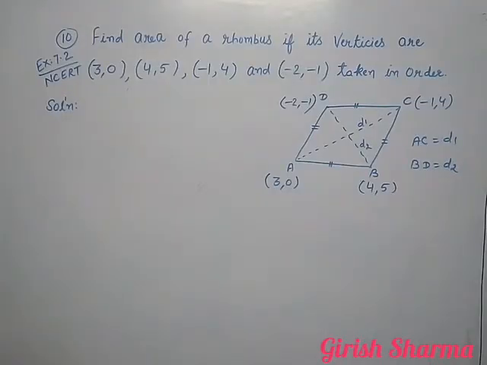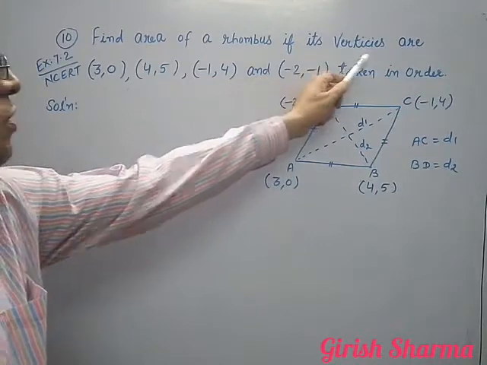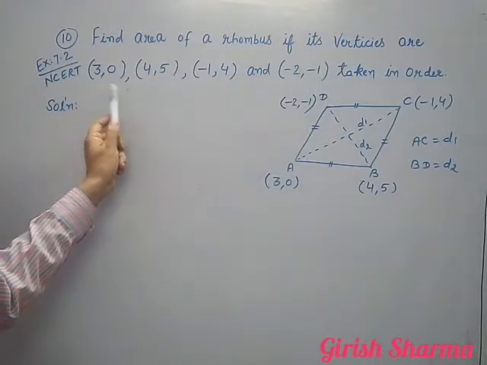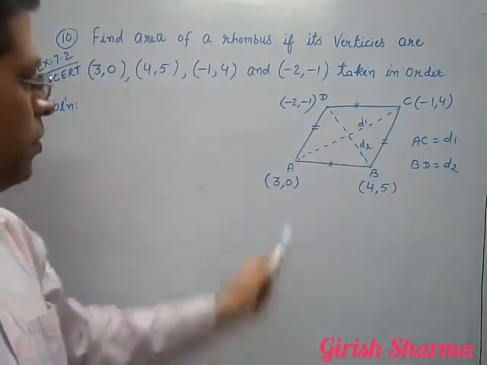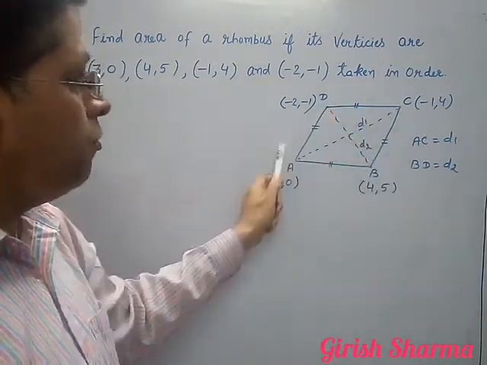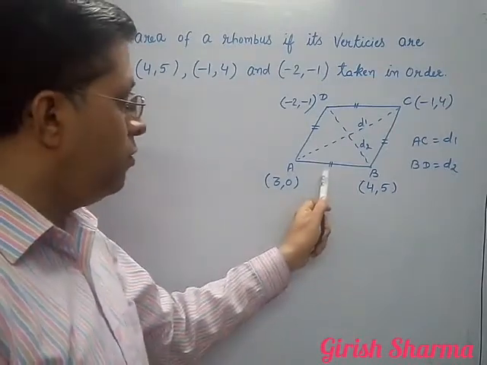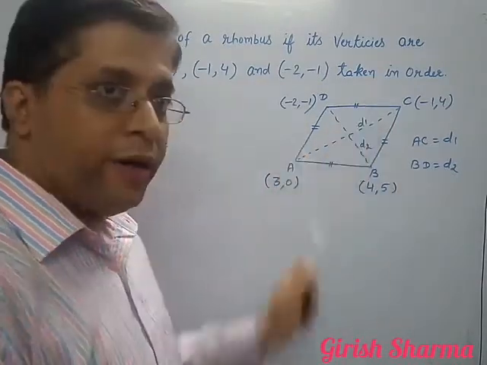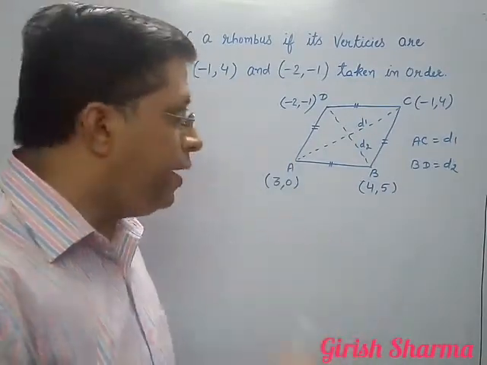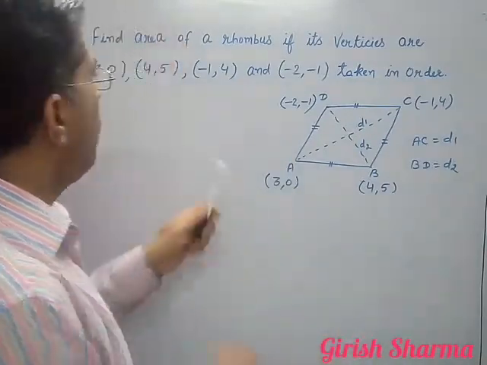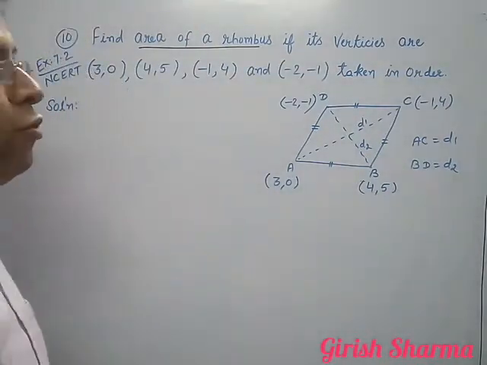Yes, the next question is, find the area of the rhombus if its vertices are this and this, taken in order. So ABCD is a rhombus. What is the meaning of rhombus? All sides are equal, but diagonals are not equal, and diagonals bisect each other at 90 degrees. But what you have to find out? You have to find out the area of the rhombus.